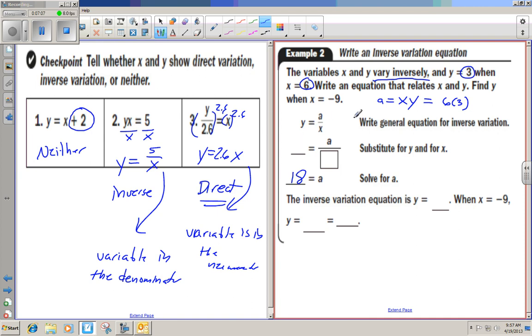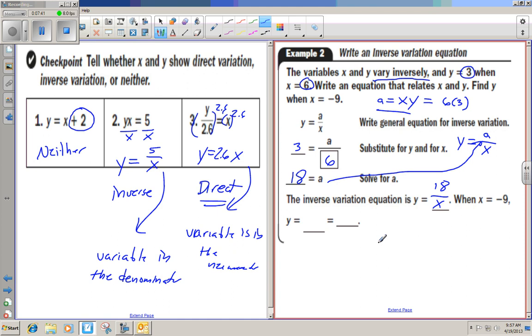Now here, they didn't look at it this way. They said, well, y is 3, this is 6. You solve, 18. You still end up with 18. So that means the inverse variation, okay, so we find the constant by doing a equals x times y. But the equation should look like y equals a over x. So y equals a, 18, over x.